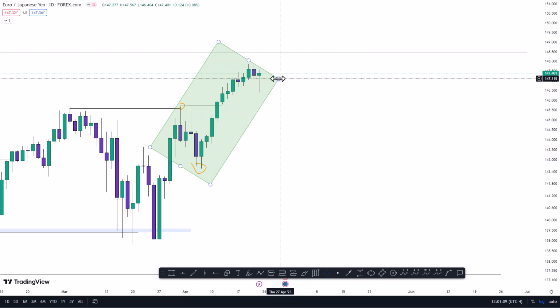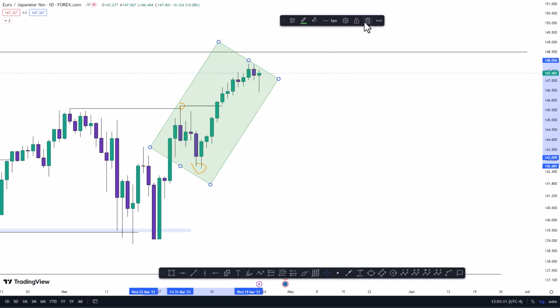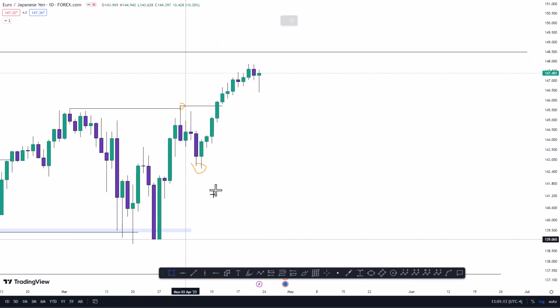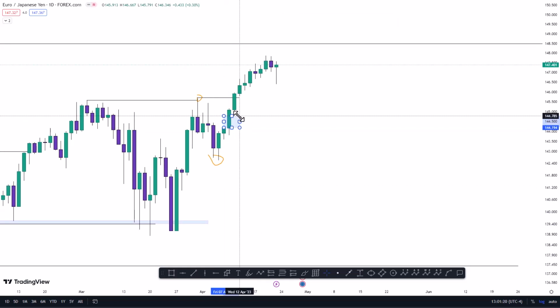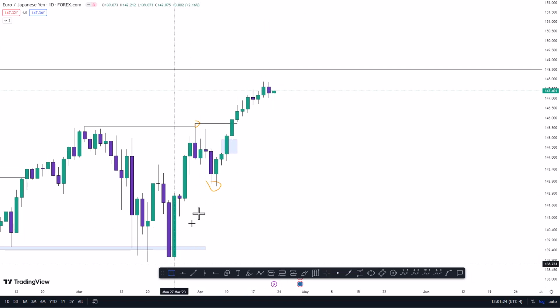our job is to what? Our job is to mark our imbalances resting here, because this is what the market can easily target. This is the imbalance resting here. We have another imbalance resting here.